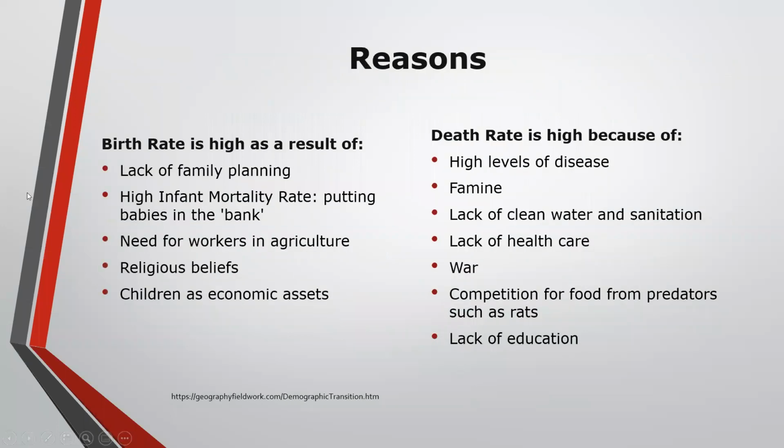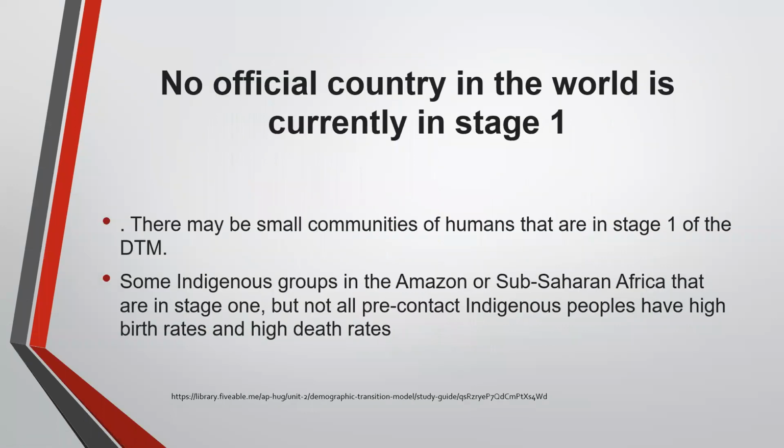The reasons for the birth rates to be high are the lack of family planning, high infant mortality rate, need for workers in agriculture, religious beliefs, and children as economic assets. And the death rates were high because of high levels of disease, famine, lack of clean water and sanitation, war, lack of healthcare, lack of education, and predators were common.